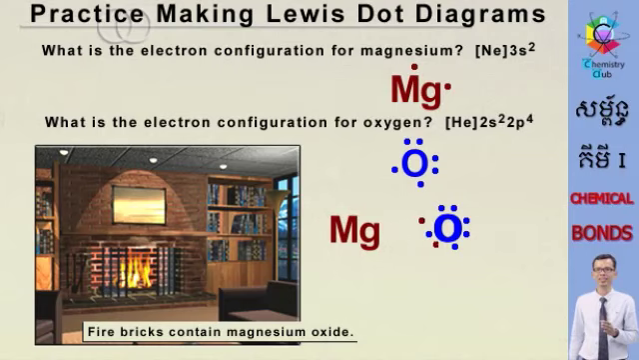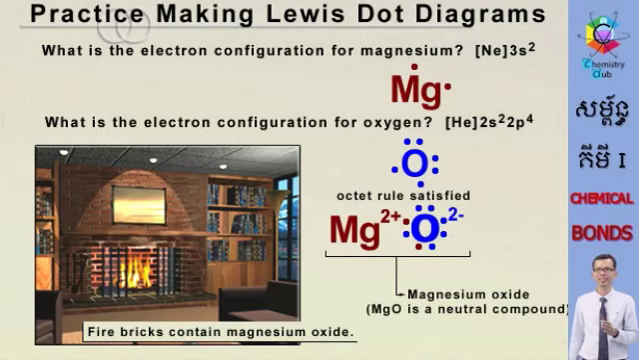Magnesium donates its 2 valence electrons to oxygen, resulting in Mg2+, and oxygen accepts the 2 electrons, becoming O2-, satisfying the octet rule for each element. In addition, the attraction between the resulting oppositely charged ions results in a bond, forming the neutral compound magnesium oxide.